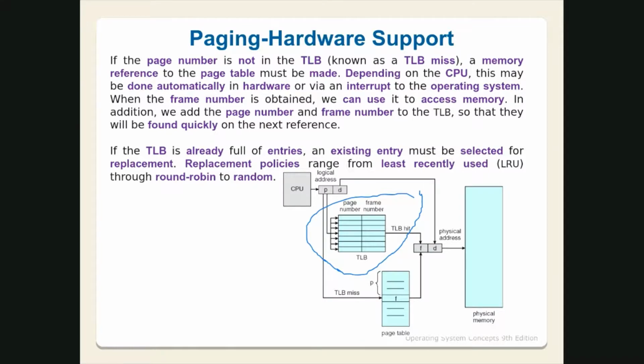I can't just like that go with one entry like the first entry, remove that entry and add the new entry. No. There should be some technique you have to follow. So which entry has to be removed? Where to put the new entry? There are some techniques, we have many, we will see them. They are like least recently used. This is one technique. Another one is round robin. Another one is random. Okay. So these are all called replacement policies.